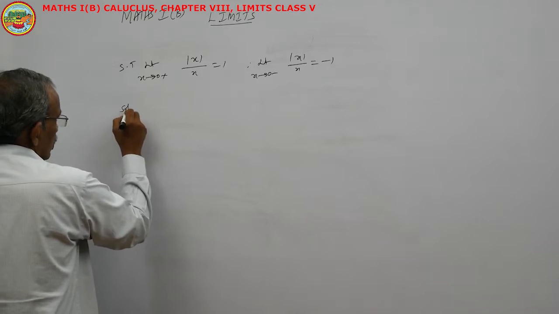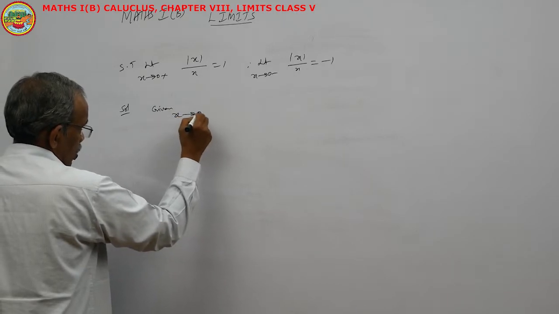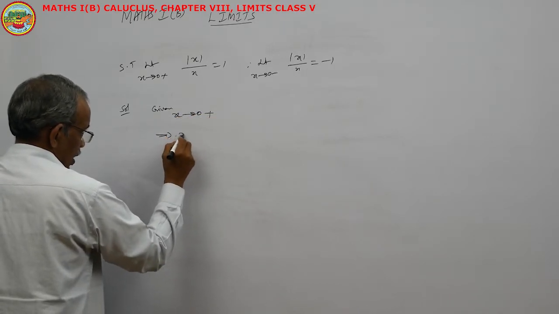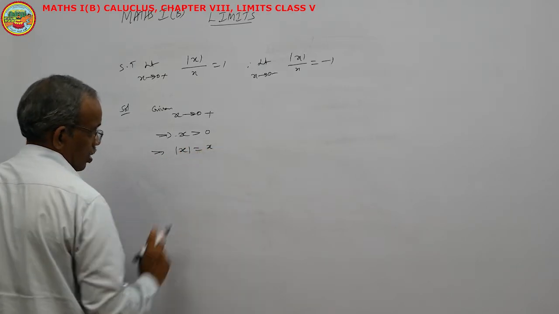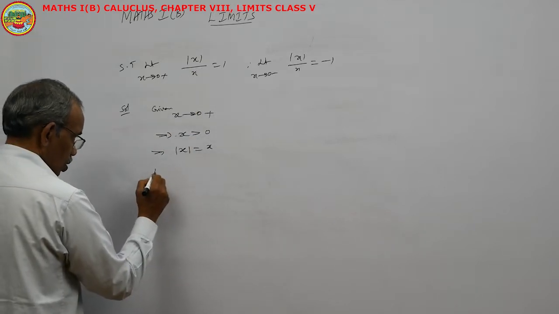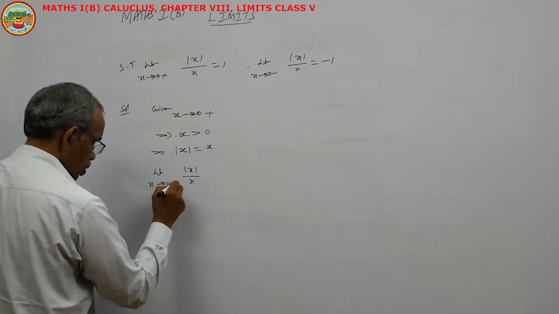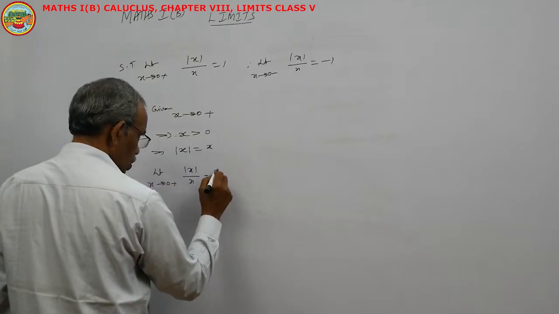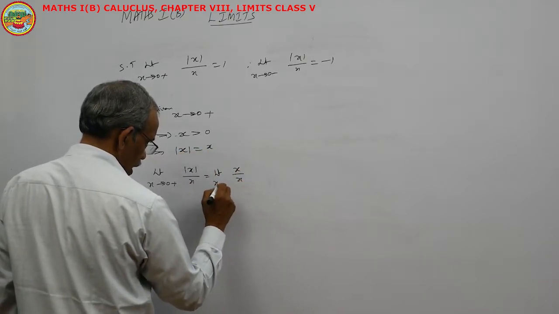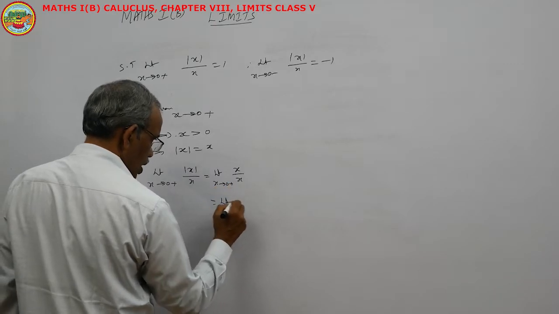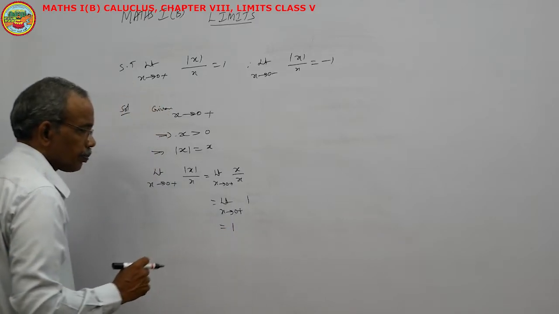First one, here x tends to 0 plus. Given x tends to 0 plus, 0 plus means x greater than 0. For x greater than 0, modulus x is equal to x. So, limit of mod x by x as x tends to 0 plus is equal to limit of x by x as x tends to 0 plus, that is equal to limit of 1 as x tends to 0 plus, that is equal to 1.